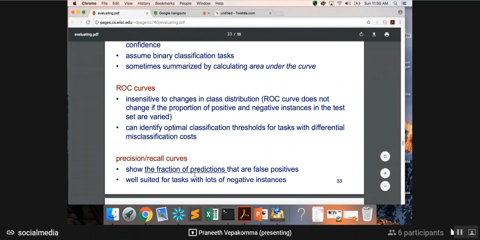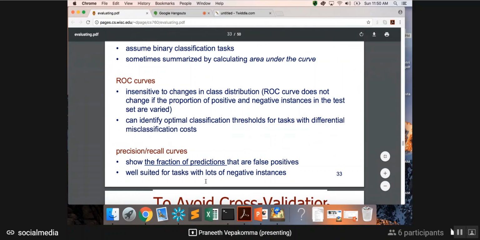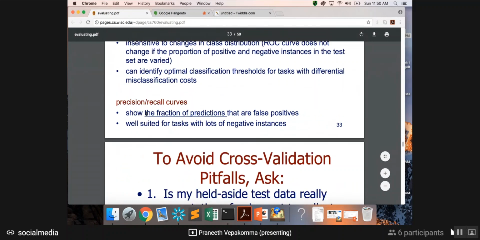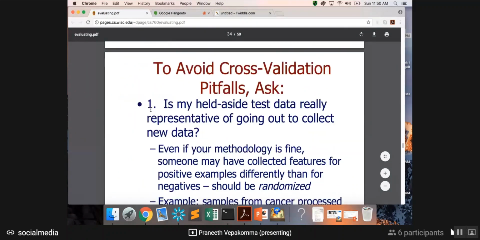The precision recall curve shows the fraction of predictions that are false positive. It is well suited for tasks with a lot of negative instances. So if you have a very imbalanced data set, in this imbalanced situation, the precision recall curve is more valuable. Because it tells us, are you doing well just by chance, because you have an imbalanced data set, or because your model is really doing well? So that's what the precision recall curve tells you. Okay.